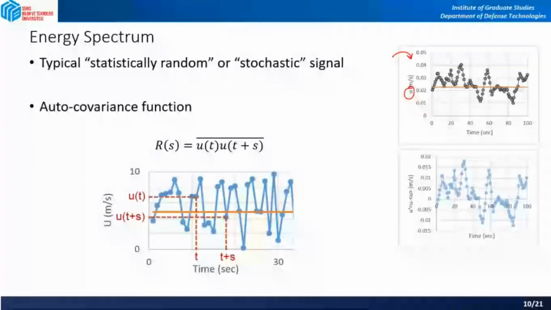If you normalize this autocovariance function, you will get the autocorrelation function. So how do you normalize it? The numerator is the autocovariance function, and the denominator is your variance, u squared bar. So variance is nothing but the autocovariance with zero lag, right? If you have zero lag, meaning this s is zero, then you get the variance.